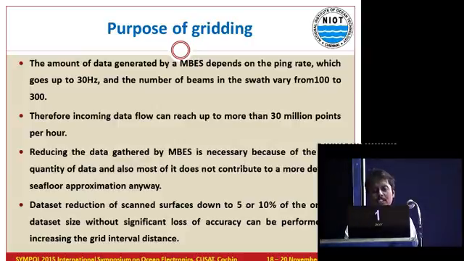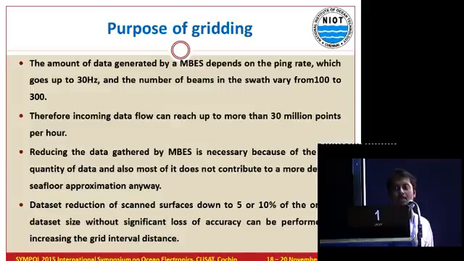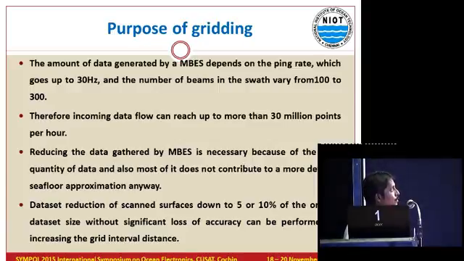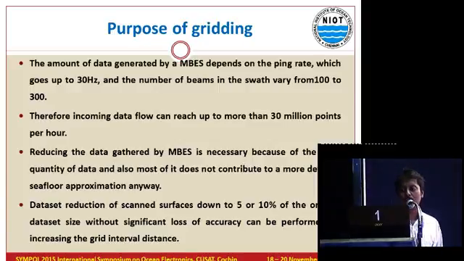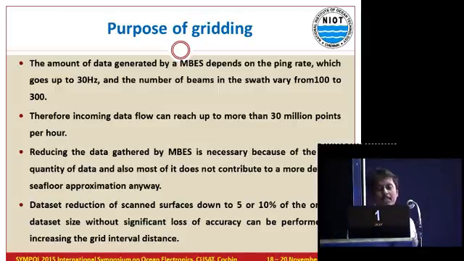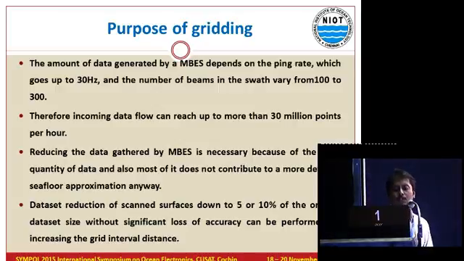Why I am gridding is, as I told earlier, the amount of data generated by the system is a very huge quantity and it depends on ping rate. Suppose for systems which go up to 30 Hz and the number of beams varies from 100 to 300, incoming data can reach up to 30 points per hour. In my case, it reaches around 10 points per hour. So reducing the data is necessary.